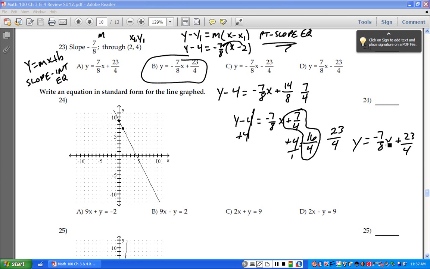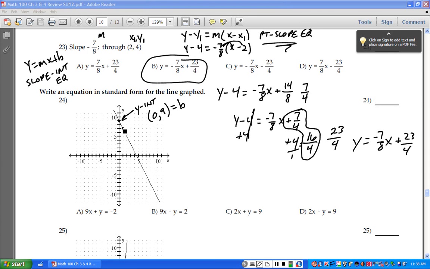Okay. Write an equation in standard form for the line graph. Number 24, we're taking this graph, using it to come up with a standard form equation. Well, I know I have a y-intercept of 1, 2, 3, 4 above 5, so that's 9, or 1 less than 10. So I know my y-intercept, that point right there, is 0, 9. And that's the same as saying b.